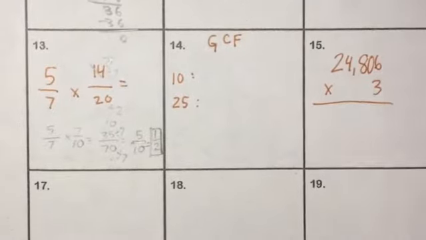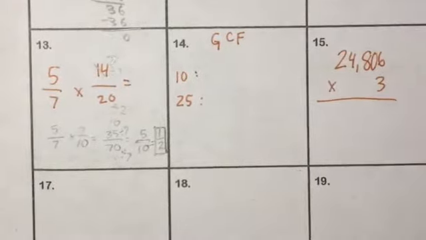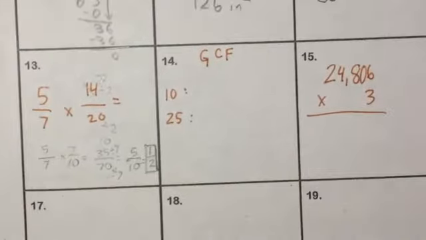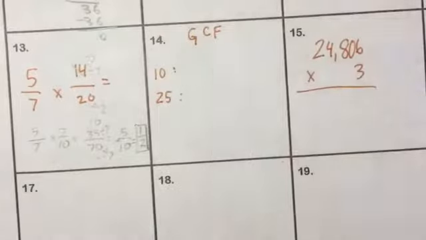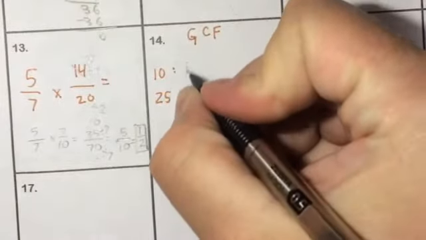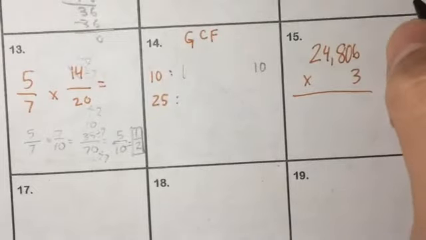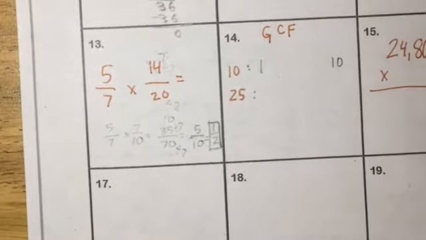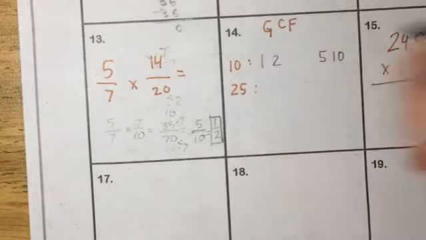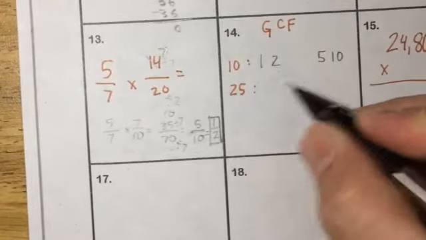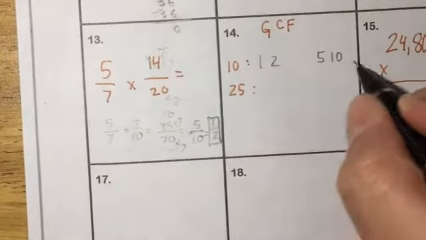All right, problem number 14. They want us to find the greatest common factor of 10 and 25. Remember, the factors are the numbers that you multiply together to equal the number that you're trying to get. So my factors of 10, I have 1 and 10. I also have the numbers 2 and 5. 3 and no number, 4 and no number, and now I'm at 5. So my only factors of 10 are 1, 2, 5, and 10.